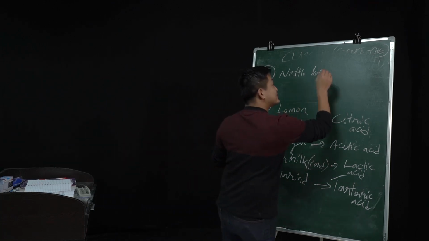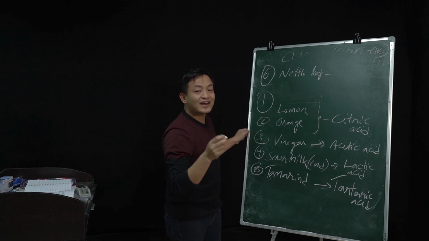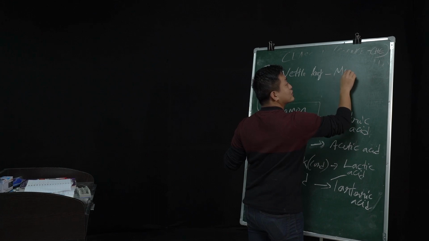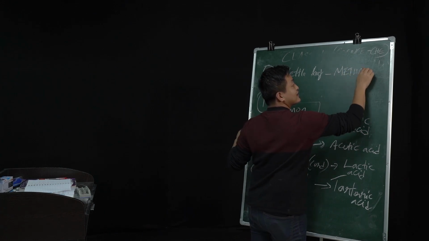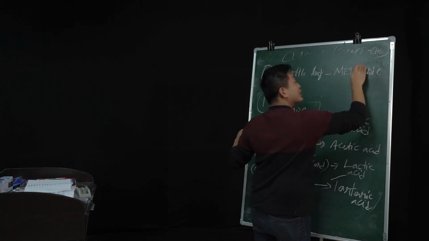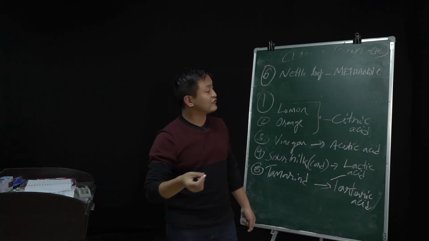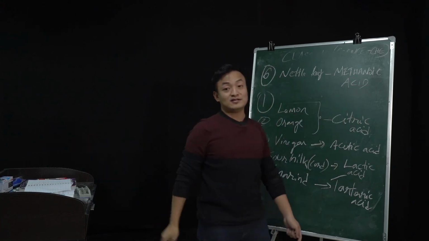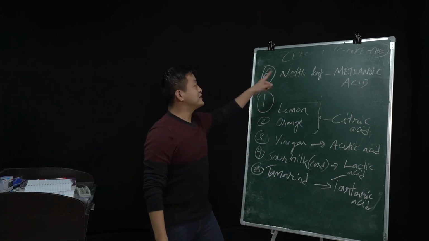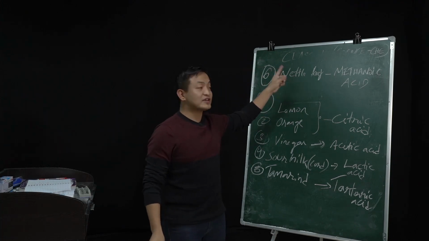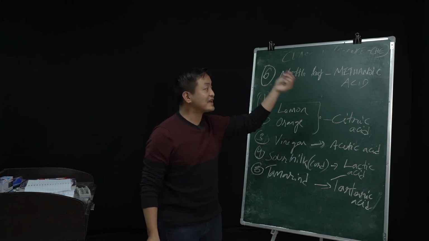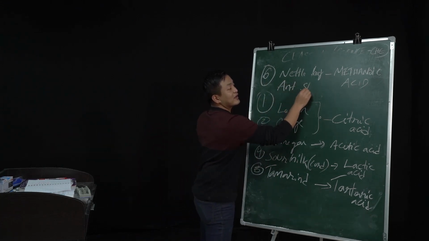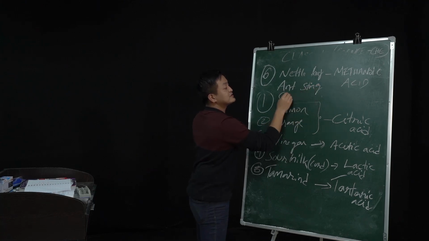Because it's a sharp pain. And what do they do? They inject you with an acid. And the name of that acid is methanoic acid. I'll write in bold letters, methanoic acid. So this leaf injects you with an acid, and the name of the acid is methanoic acid. Clear? From the nettle leaf, they inject you with an acid, and the same acid you will also get from an ant sting, okay? From an ant. And the local name is chimti.